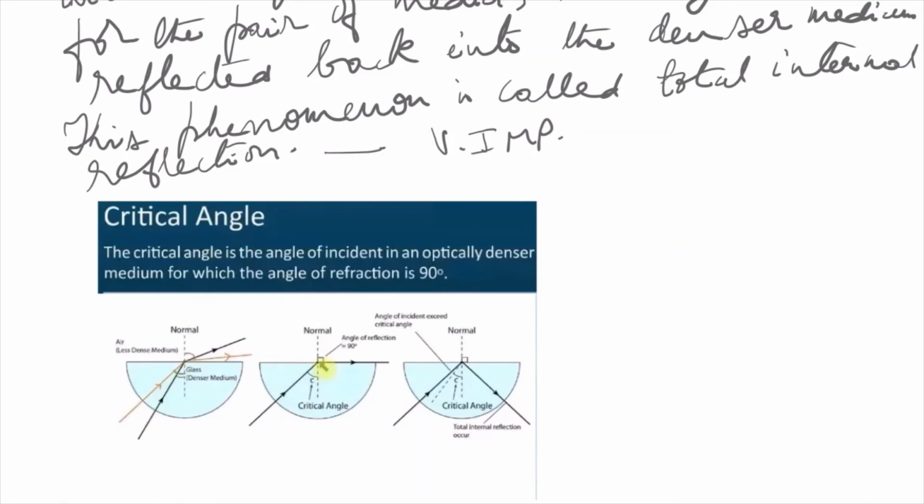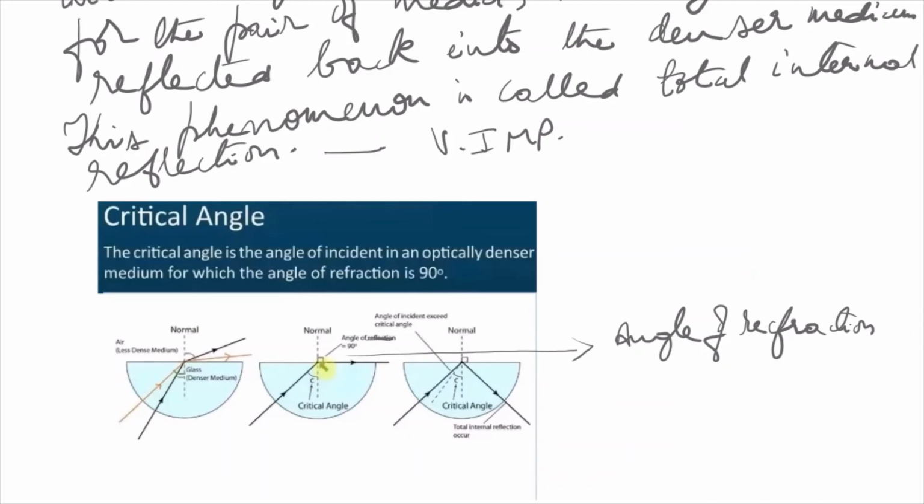Okay, is that clear? Now here, this 90 degree is the angle of refraction. Here it is wrongly written as angle of reflection in this diagram. Okay, this is the angle of refraction. Clear?